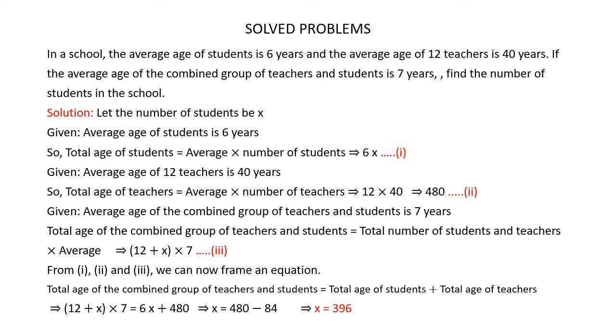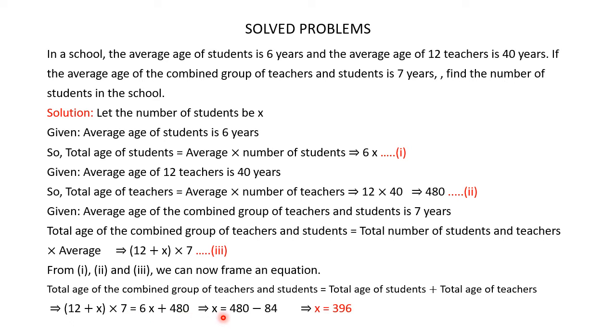So now we know the total age of the students is 6x, total age of the teachers is 480, and total age of the combined group of teachers and students is 12 plus x multiplied by 7. Now from equations 1, 2 and 3, we can now frame an equation. Total age of the combined group of teachers and students is equal to total age of students plus total age of teachers. This is nothing but 12 plus x multiplied by 7 is equal to 6x plus 480.